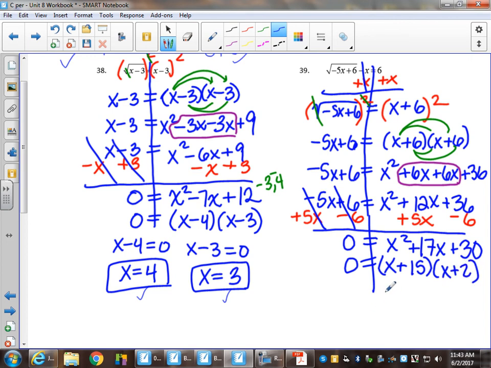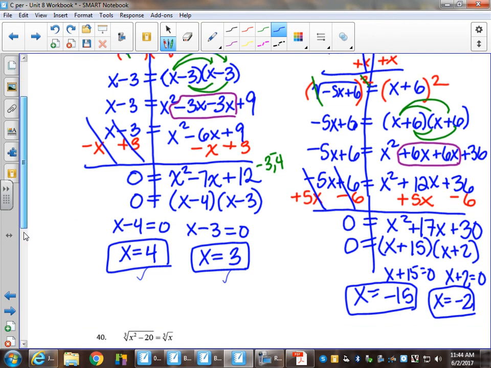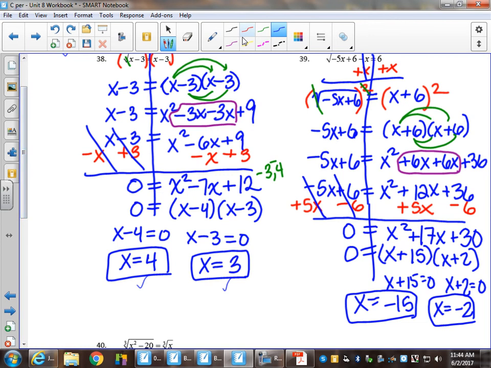I set up my two little equations. X plus 15 equals 0. X plus 2 equals 0. What values of x do we get for answer? X equals negative 15, and are these my answers? No. Have to check. We don't know. So let's do our checks underneath.